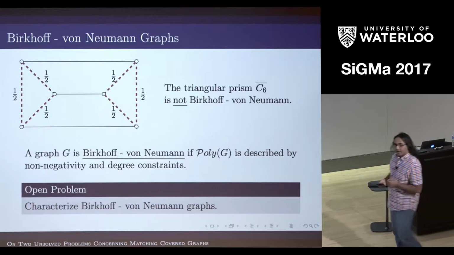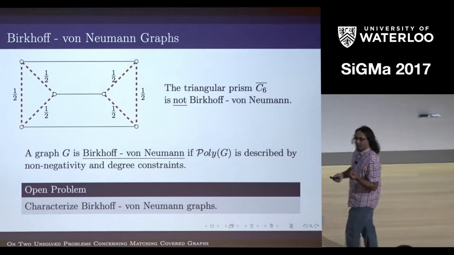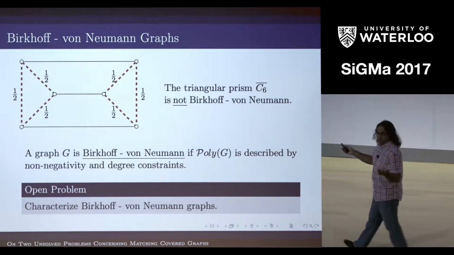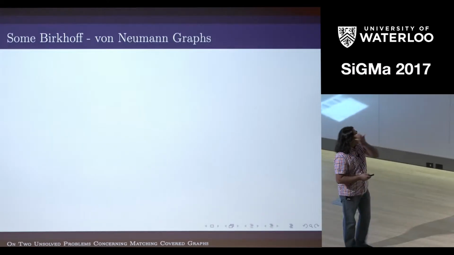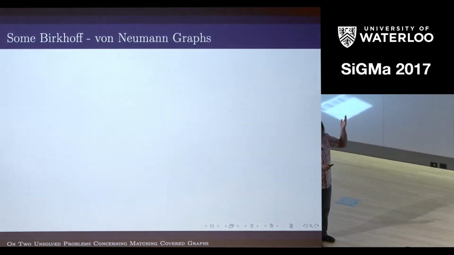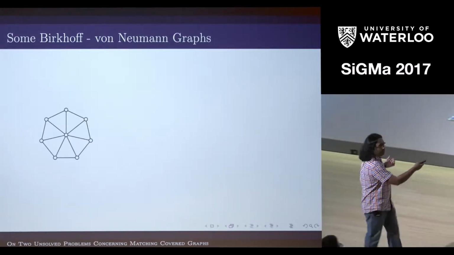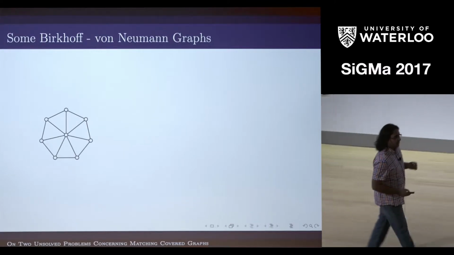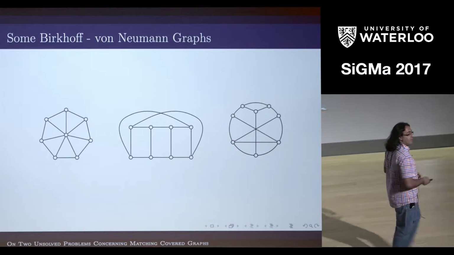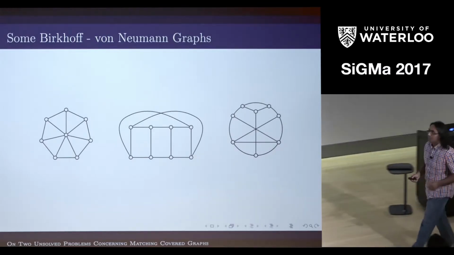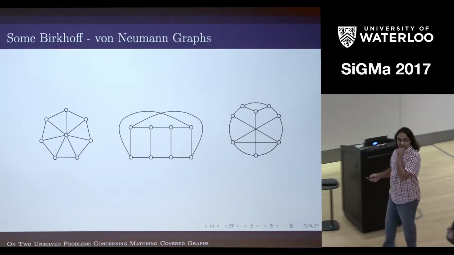And what I mean here by characterize is to get a structural characterization that would lead to a polynomial time algorithm, or just get a polynomial time algorithm. Okay, so let me show you a few Birkhoff-von Neumann graphs. Clearly the bipartite graphs are in there. And one might think, well, maybe they are the only ones. That's not true. The odd wheels, Mobius ladders, and some other graph here. We'll talk about this graph a bit towards the end again. So there are graphs that are not bipartite, but still Birkhoff-von Neumann.